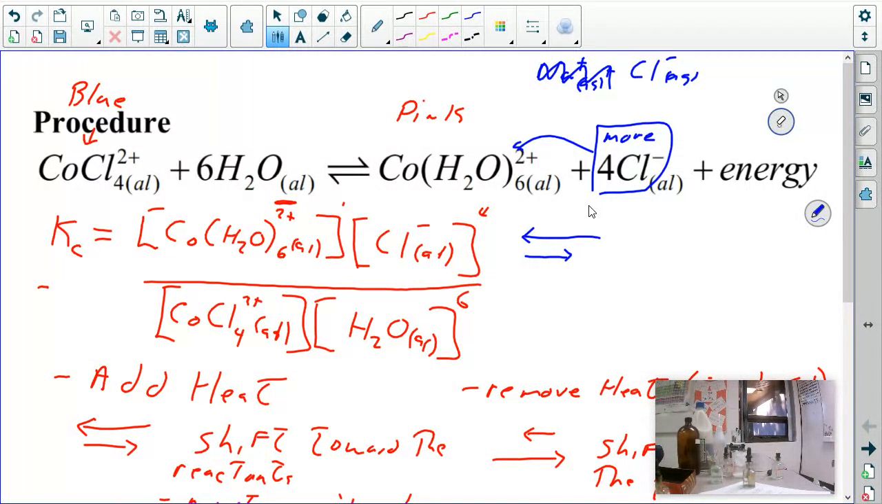Now, the other way of thinking about this is it's going to fight you. You added chloride. The system's going to fight that stress, so it's going to try to use up this chloride by going the opposite direction. Okay? So generally, it's going to fight you. You added more chloride, it wants to go back to where it started. Now, how do I go back? I'm going to have to use up that chloride to create more of the reactants. Okay?